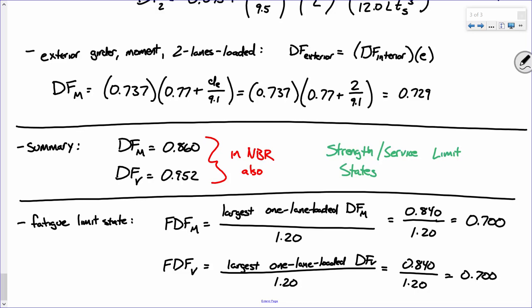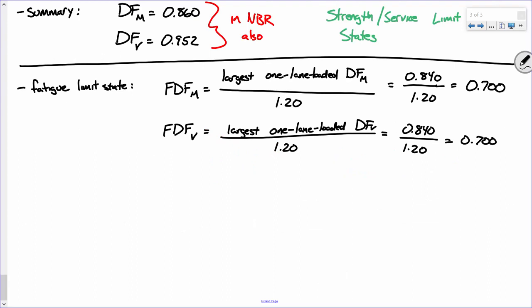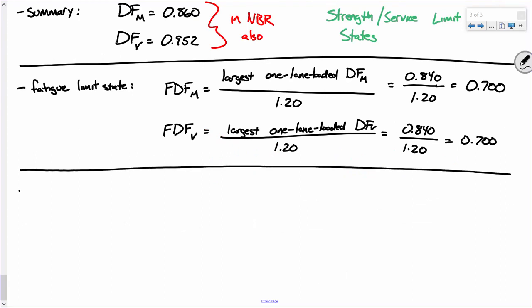One last calc. We've done distribution factors for moments. We've done distribution factors for shears. What about distribution factors for deflections? It's very simple. This is specifically for live load deflections. The live load deflection distribution factor, okay?